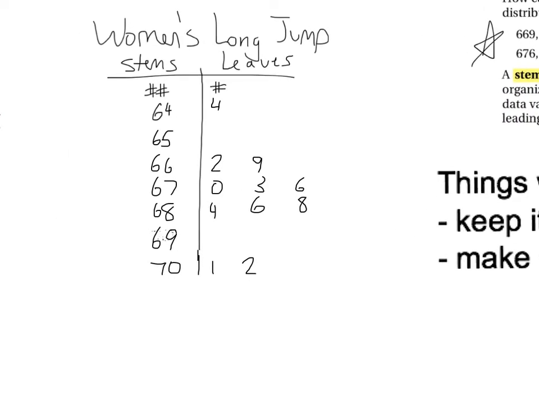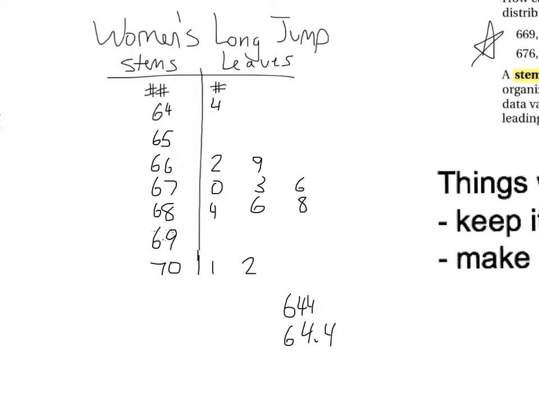Currently, this table could read 660, like this value right here could be 664, which we know it is. But without a key, it could mean 64.4. Okay? And without a key, we don't know, right? Maybe this stands for the tens and ones, and then the leaves is the tenths decimal place. We know it's not, but someone reading our stem and leaf plot might not.